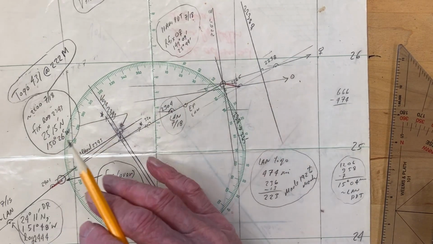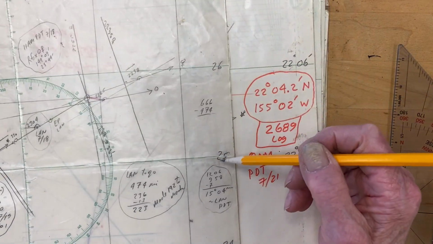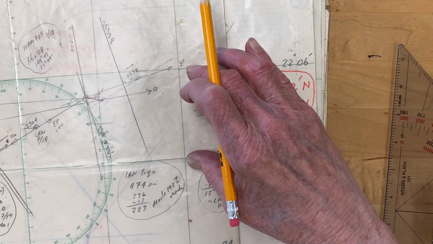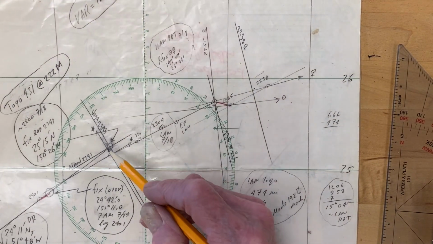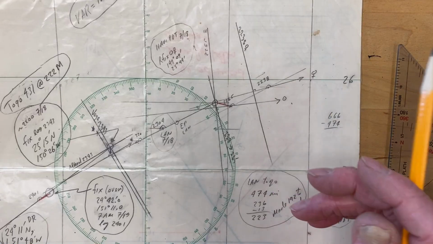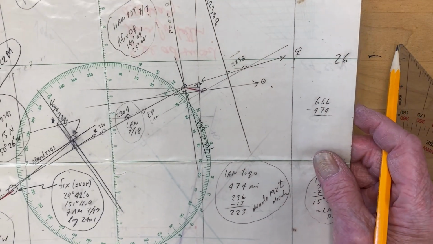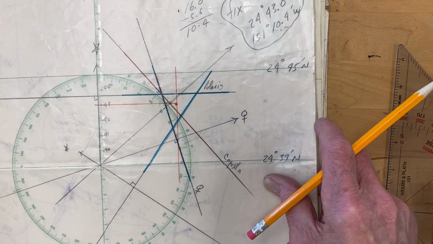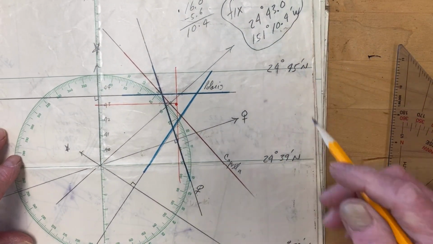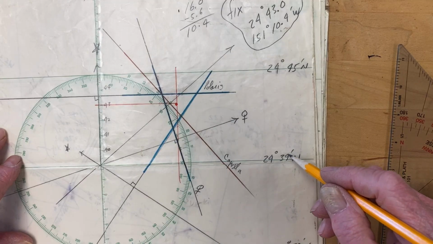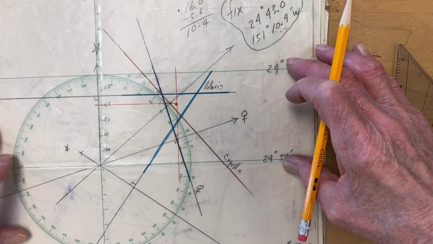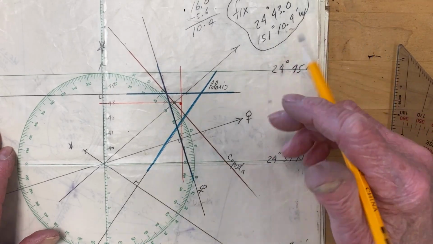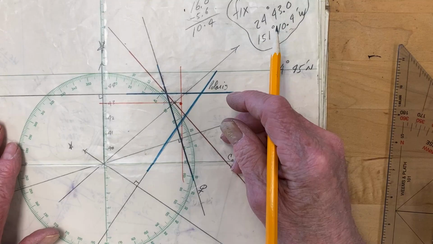In the routine work, we're using this scale here, 25 to 26. That's degrees, so that's 60 miles. So it's hard to get a very accurate fix with this scale. When we really care about it, we expand the plot. Now we have 39 plus 6. So this is now 6 minutes, 6 miles, not 60.